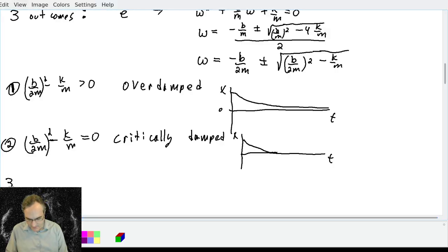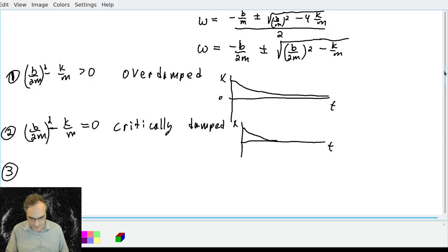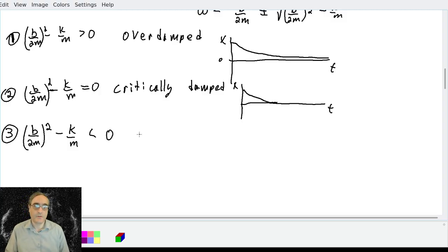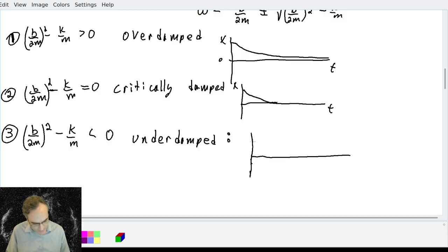And the last outcome is really why we're here. It's the damped harmonic outcome. If (b over 2m) squared minus k over m is less than 0, that means the inside of the square root is imaginary, and if we have imaginary exponentials, those are sines and cosines, then that ends up being underdamped. And in an underdamped case, you'd actually have oscillation that dies away over time.